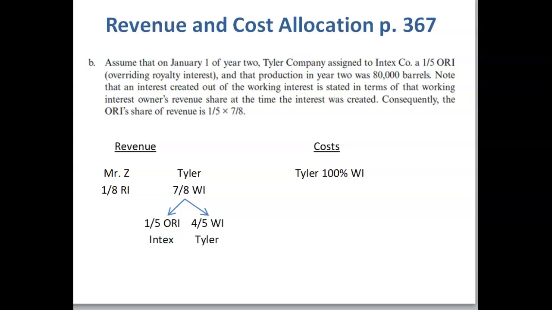So as you can see, Mr. Z still has his 1/8 royalty interest, but now Tyler has split his interest. He's going to have a 4/5 working interest and 1/5 overriding royalty interest to Intex. Tyler is still the working interest owner and pays 100% of the costs.